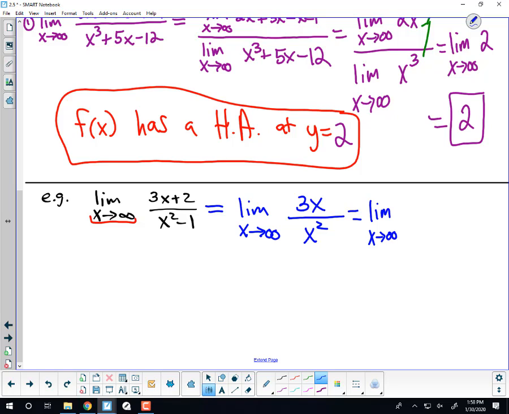So we've got 3x over x squared, which gives us 3 over x. The limit as x approaches infinity of 3 over x would be what? 0. The numerator is fixed, the denominator is getting larger and larger, so the quotient gets smaller and smaller. That's property 3 from that previous theorem. So again, what do we know about (3x plus 2) over (x squared minus 1)? That function has a horizontal asymptote at y equals 0.